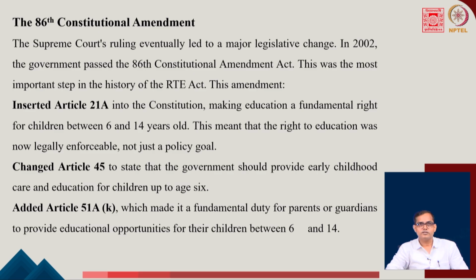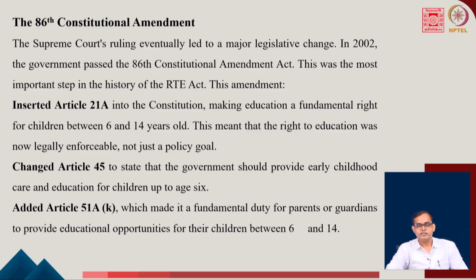The 86th Constitutional Amendment. The Supreme Court's ruling eventually led to a major legislative change. In 2002, the government passed the 86th Constitutional Amendment Act. This was the most important step in the history of RTE Act. This amendment inserted Article 21A into the Constitution, making education a fundamental right for children between age 6 to 14 years old. This meant that the right to education was now legally enforceable and not just a policy goal.